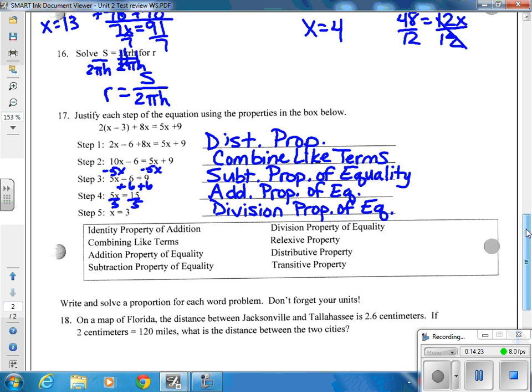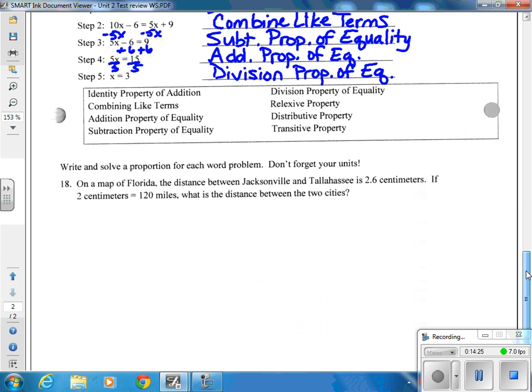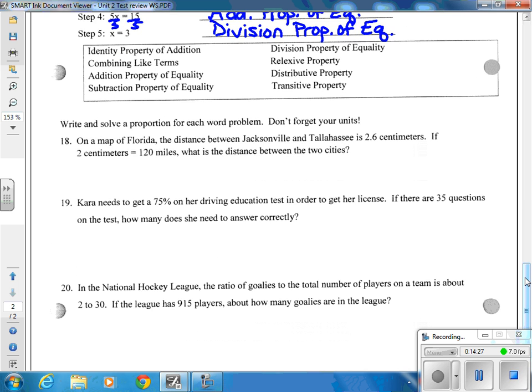Right. For 18, 19, and 20, you are asked to do two things. You're asked to write and solve a proportion. So if you're missing either part of that, then your answer is not necessarily going to be counted as 100% correct. So for number 18, the scale is always our first part of our ratio. So we're doing centimeters over miles, right, which would give us 2 over 120. And that equals, notice the 2.6 is centimeters, so it's going to go up top where the centimeters go, and x is going to go on the bottom.